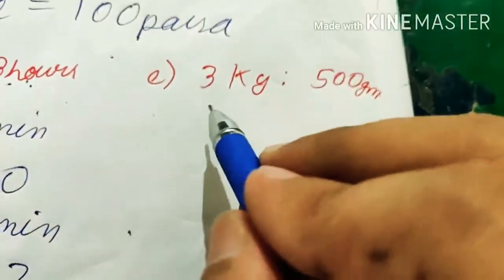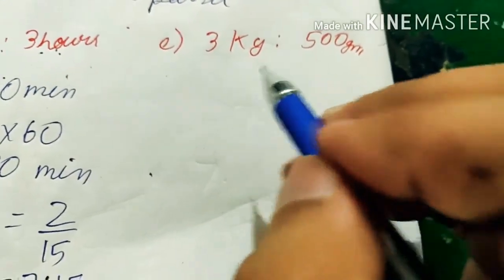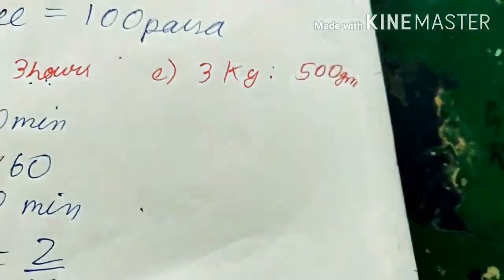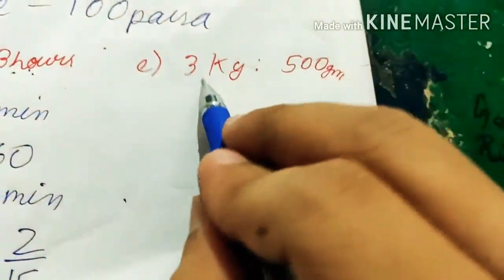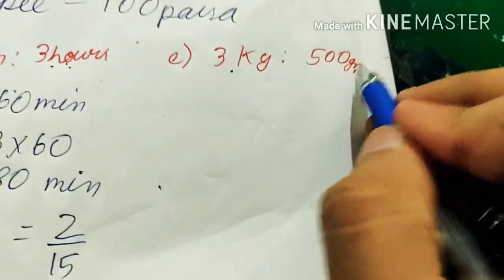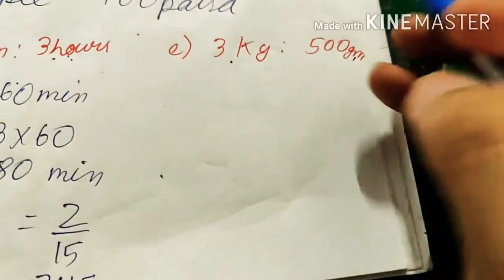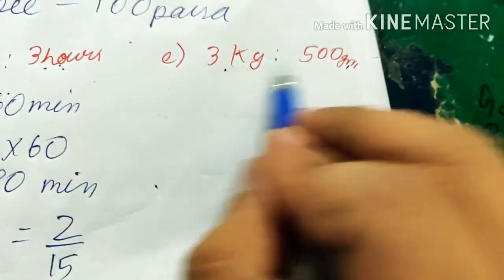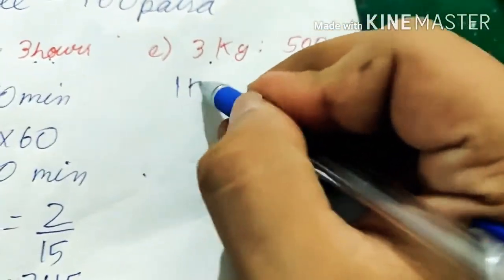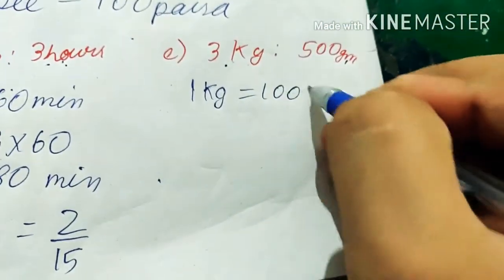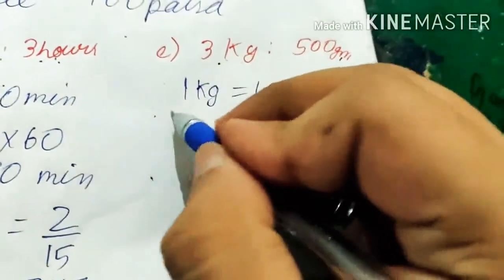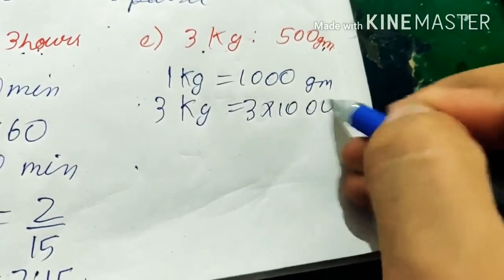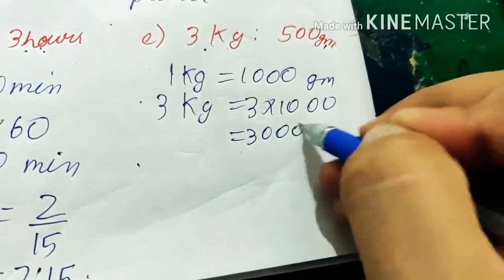Now this part you have to convert also into the ratio. So here I will again say you can compare the same quantity. Kg is weight and gram is also weight, but you should compare with the same unit. So here you have to convert these into the same units. If you convert kg into gram, it will be easy. 1 kg equals 1000 gram. So 3 kg will be equal to 3 into 1000, that is 3000 gram.